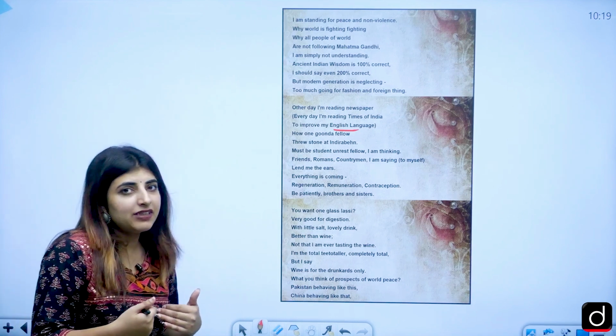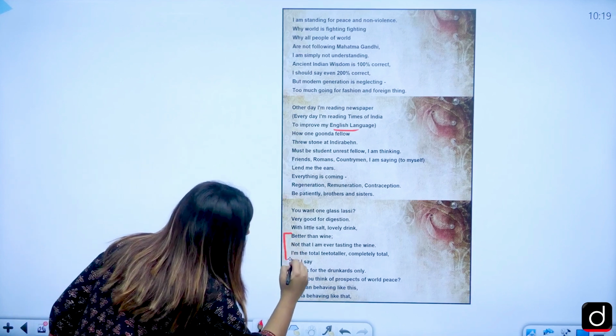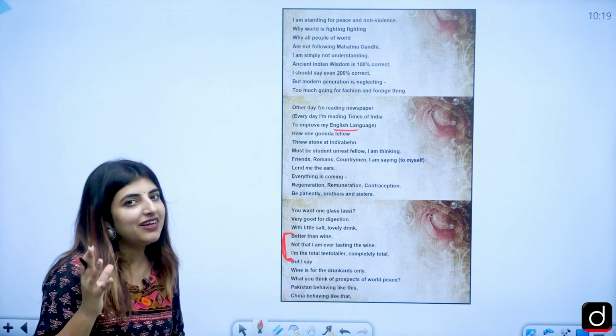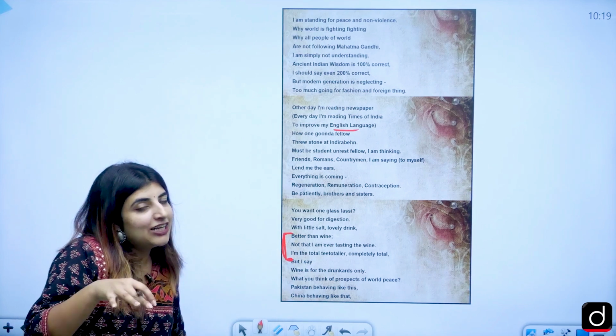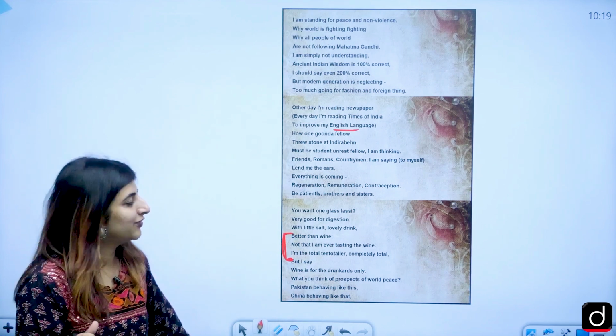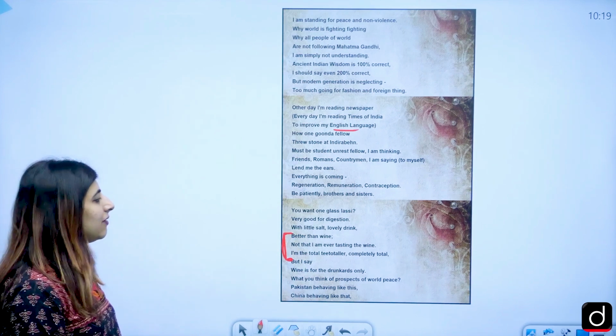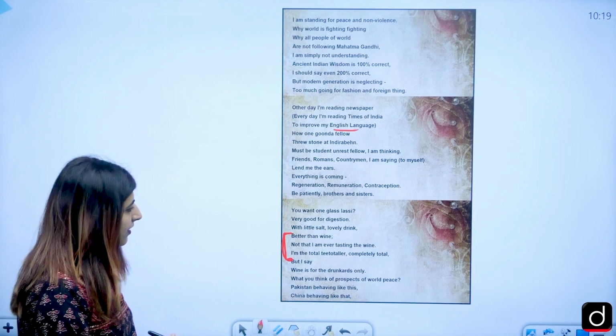Not that I'm ever tasting the wine. So here he is even saying that it is better than wine, but he is not going to taste it. So the sarcasm that we are going to talk about in here. I am a total teetotaler, right?